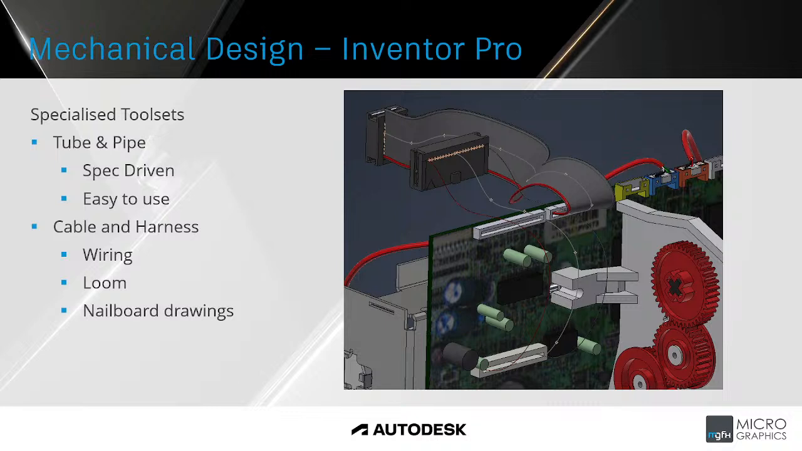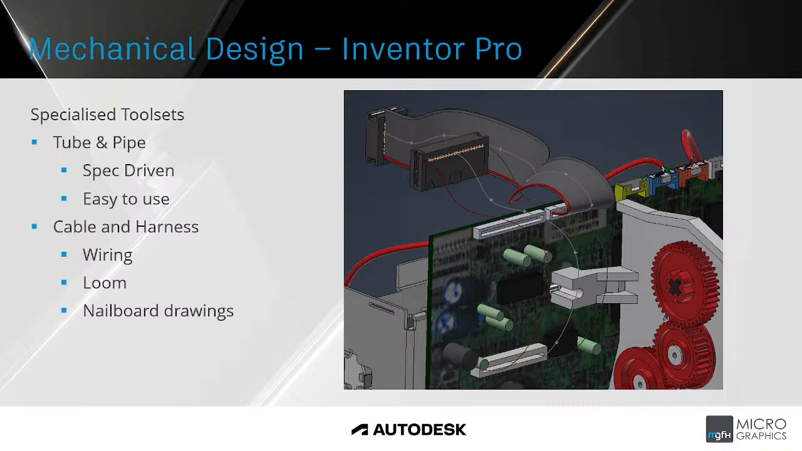This will actually go to the point of being able to specify the gauge of the wire, and it will display the correct loom size for the number of wires that are going through. So you can get a spatial requirement for the wiring in the product. And once you have your wiring harness or your loom, you're then able to create nail board drawings of that. So create a 2D drawing, lay out that harness on the drawing with bill of materials and dimensions on how to assemble the harness.